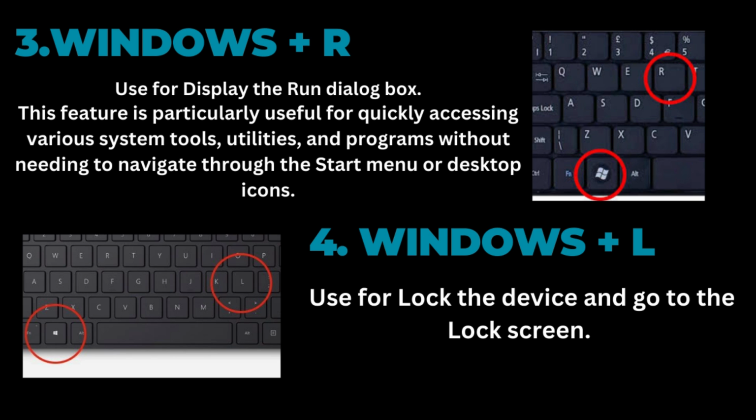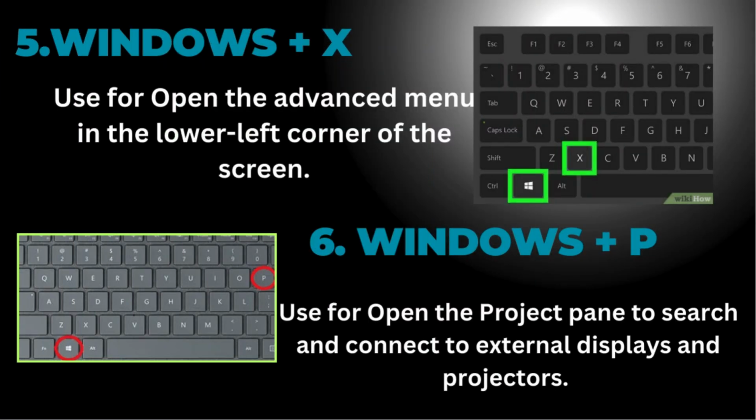4. Windows + L. Use for locking the device and going to the lock screen. 5. Windows + X. Use for opening the advanced menu in the lower left corner of the screen. 6. Windows + P. Use for opening the project pane to search and connect to external displays and projectors.